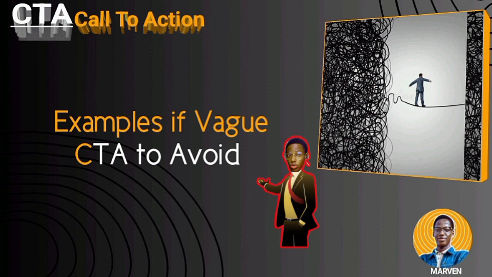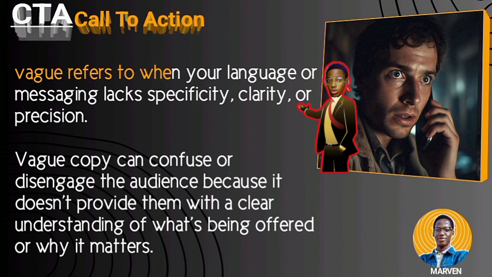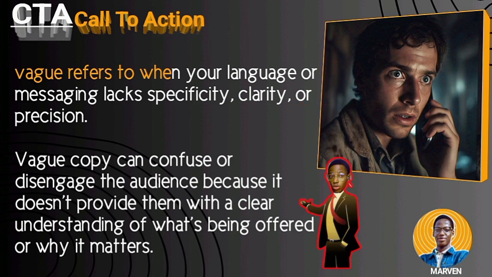Let's look at some examples of vague CTAs to avoid. Practical examples of vague CTAs to avoid. First, let's talk about the meaning of a vague CTA. These are language or messaging that lacks specificity, lacks clarity and precision, and sometimes tends to confuse your audience or disengage them, right?